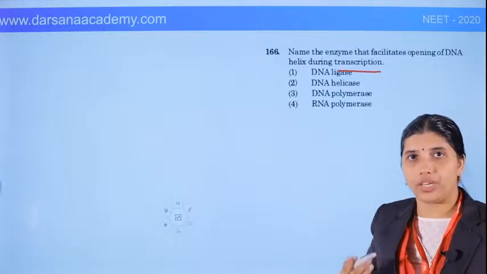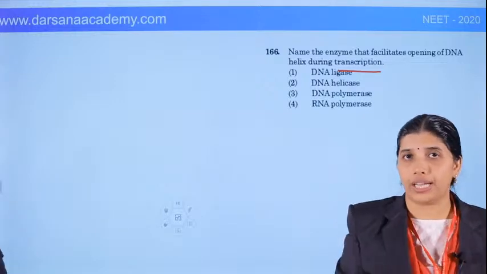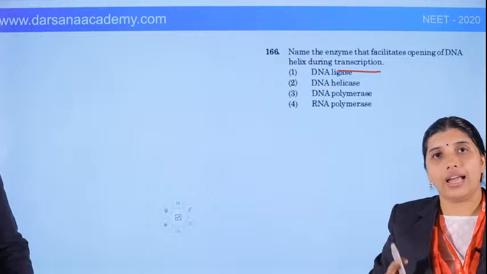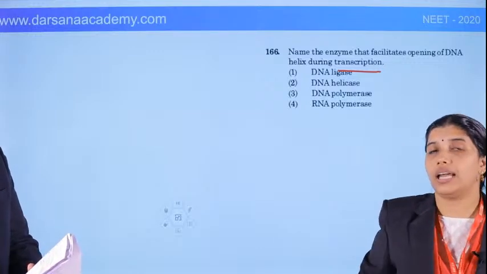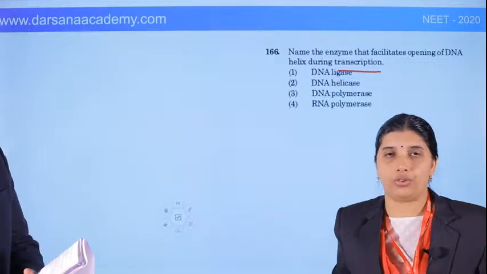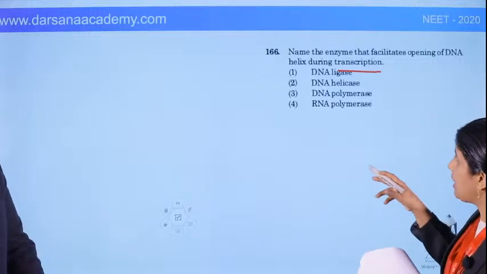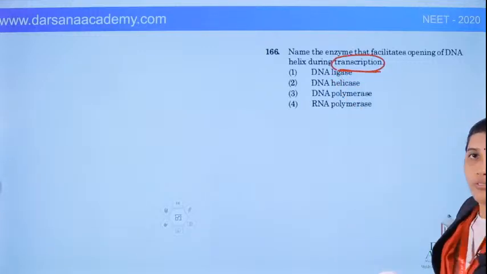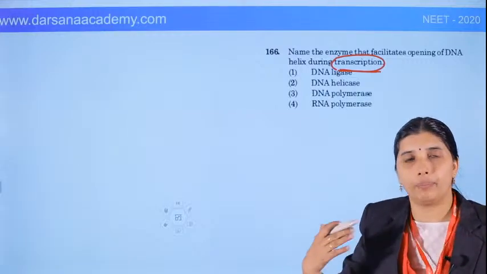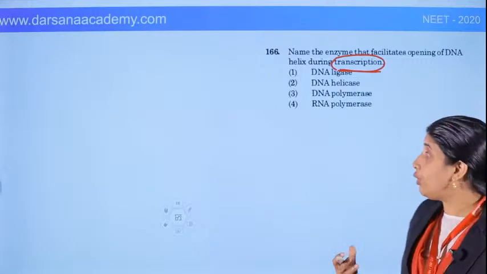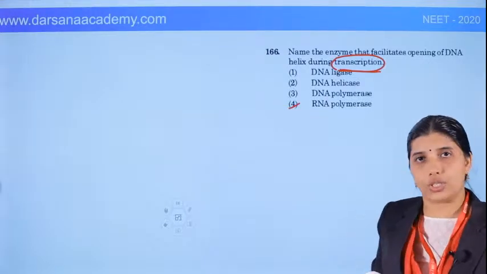In the prokaryote, RNA polymerase works with the help of the sigma factor. This RNA polymerase binds at the promoter site and moves toward the operator site. In the case of eukaryotes, there are transcription factors that bring in RNA polymerase 2. But in the case of prokaryotes, we simply say RNA polymerase. Here the question is related to transcription. Therefore, this opening of the DNA, the template strand, is how RNA will be formed. So RNA polymerase is the answer for question number 166.